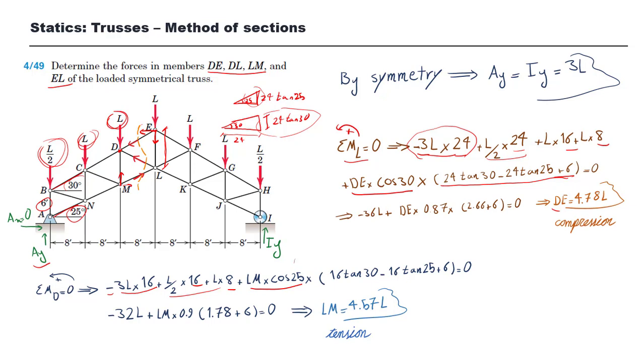And similarly, we need to determine this distance, similar to our previous equation. We can determine the amount of this distance with this term: 16 tangent of 30 minus 16 tangent of 20 plus 6. By solving this equation, we can determine the magnitude of Lm, which turns out to be 4.57 L, and it's a tension member since the direction of force is outward from the joint M, so it's tension.